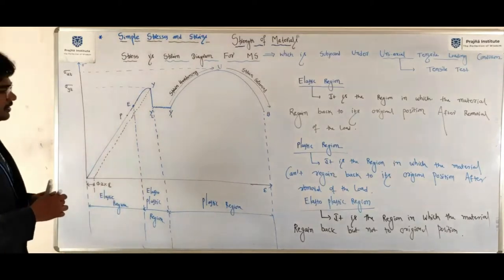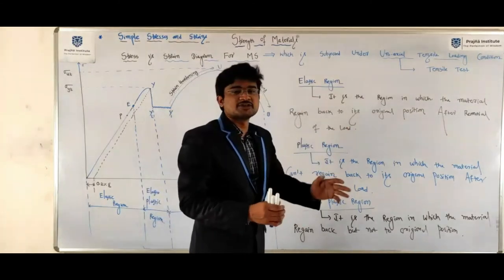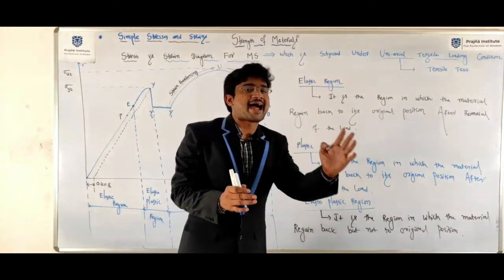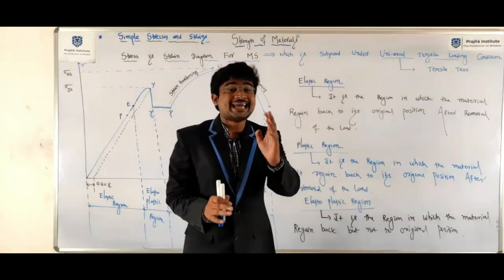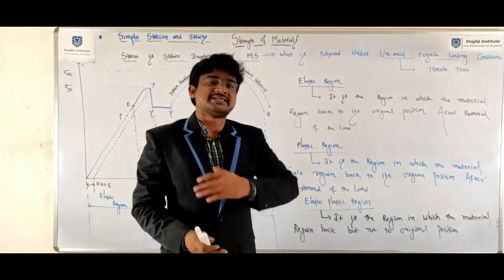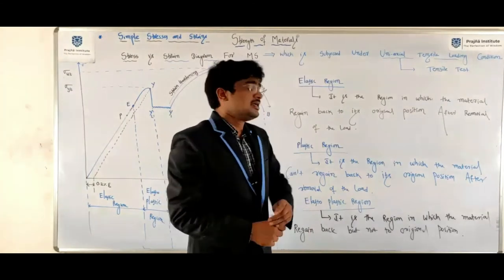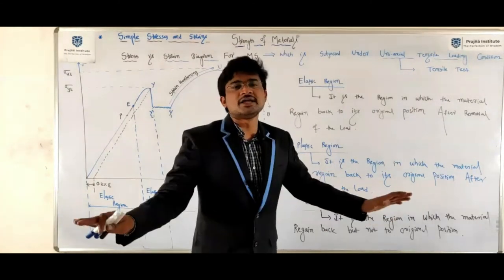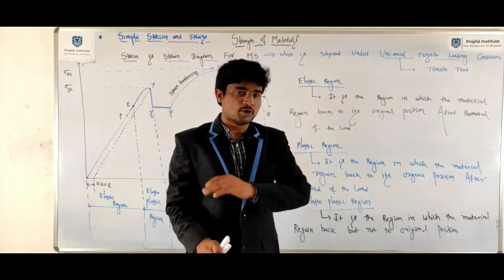Okay, so elastic region, it is the region in which the material regains back to its original position. That is the property of elasticity. What is the property of plasticity? It is the property of the material. The material can't regain back to its original position after removal of the load.